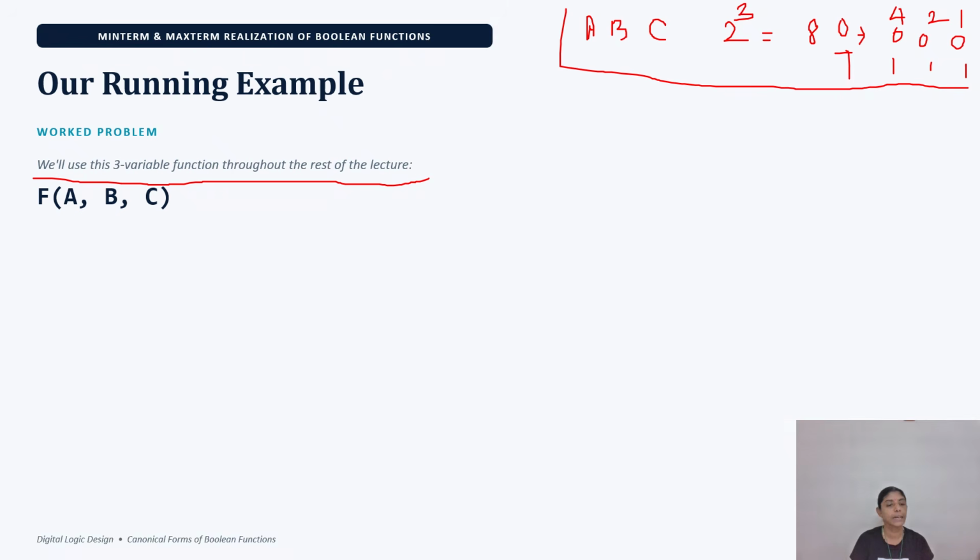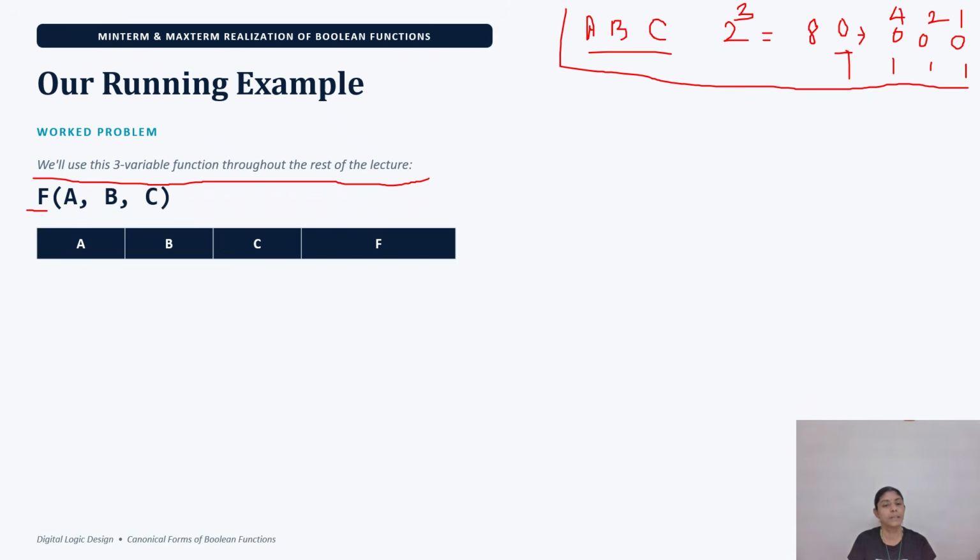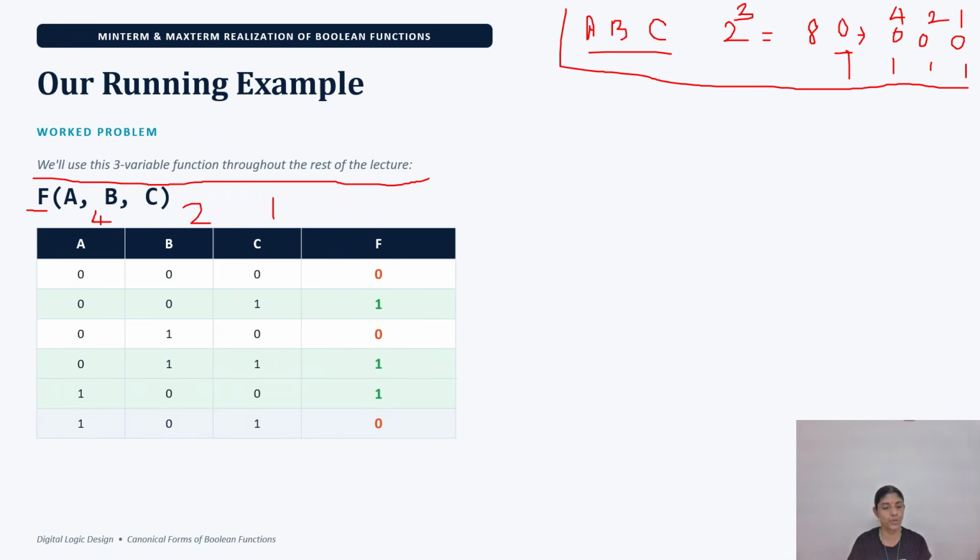Okay. Consider F equals F of A, B, C. What is this? F represents a function. As I told, it has 3 variables A, B, C. If it is 3 variables, what will be your code? That is your 4 to 1 code. So what is your 4 to 1 code? This is 0, 0, 0, 0, 0, 1, 0, 1, 0, 0, 1, 1, 1, 0, 0, 1, 0, 1, 1, 1, 1, 1, 0 and 1, 1, 1.